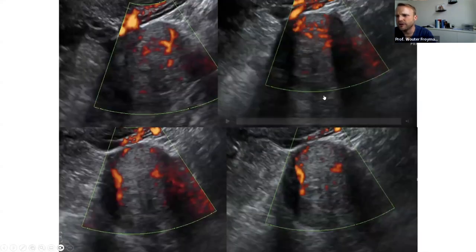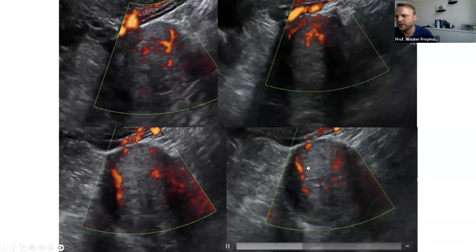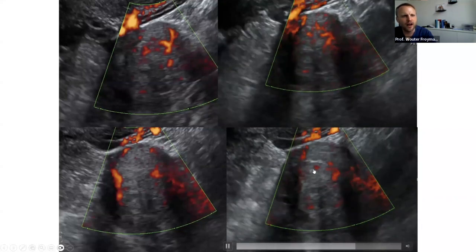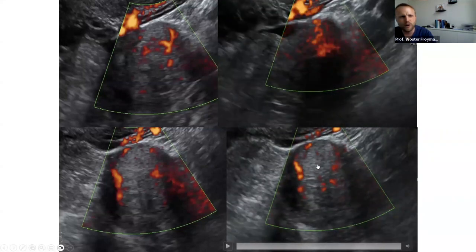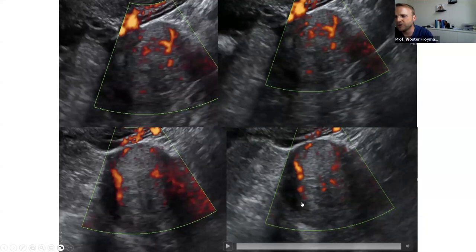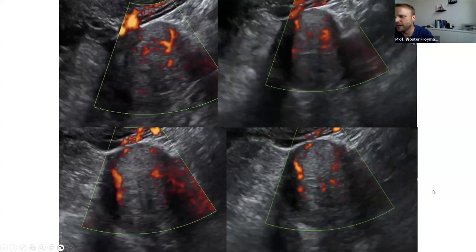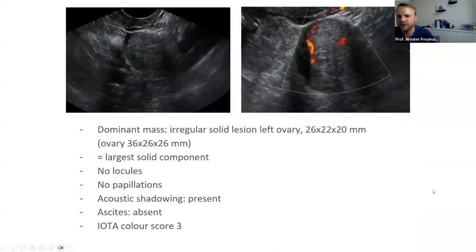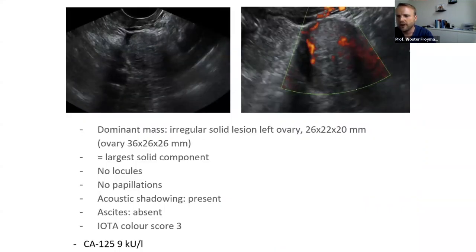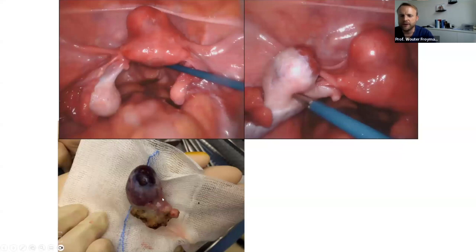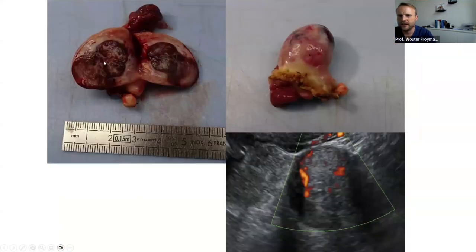And with the color Doppler, you see it's quite vascularized. So if you see a solid, more hyperechogenic nodule in the ovary with quite some vascularity in patients with endocrinological symptoms, think about the potential presence of a Leydig cell tumor. This was a specimen at macroscopy and after transecting. So here you see the normal stroma, and centrally in the ovary you see the Leydig cell tumor.